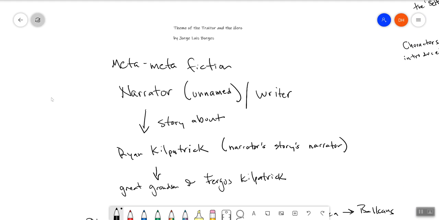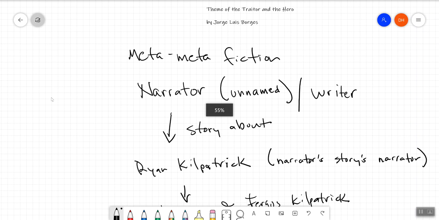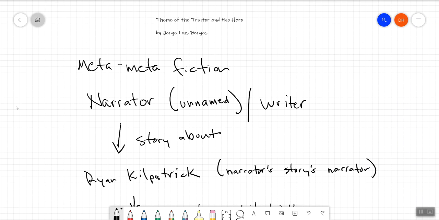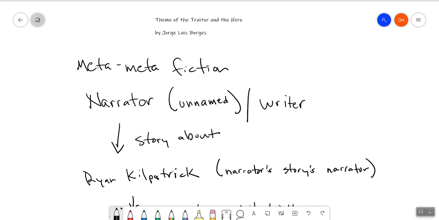Saunders is telling you a story. We learn about the characters. We care about them. We hate them, right? In Borges, it's a totally different endeavor. And the story here, the theme of the traitor and the hero, this is what I would call not just meta-fiction, but meta-fiction. Okay, remember from last semester that meta-fiction is fiction written with the knowledge that it's itself a story.